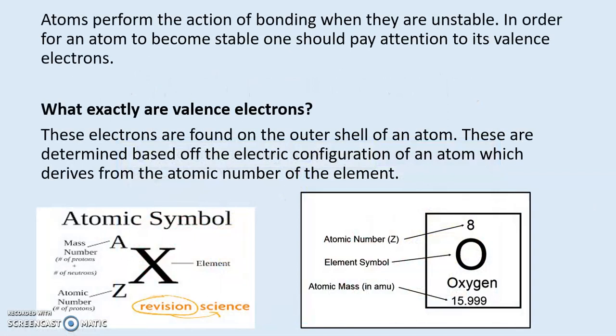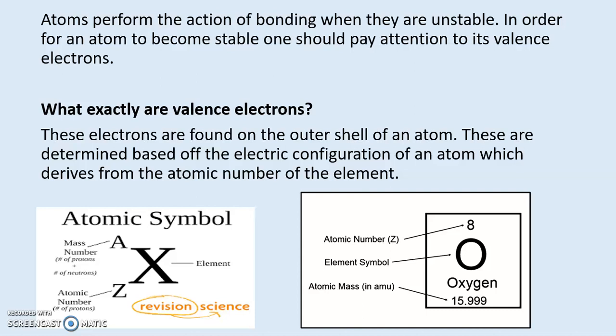Now, before we can dive right into the bonding aspect of the topic, we have to have a little understanding of a few things. So, atoms perform the action of bonding when they are unstable. In order for an atom to become stable, one should pay attention to its valence electrons. Now, what exactly are valence electrons? These are electrons found on the outer shell of an atom.